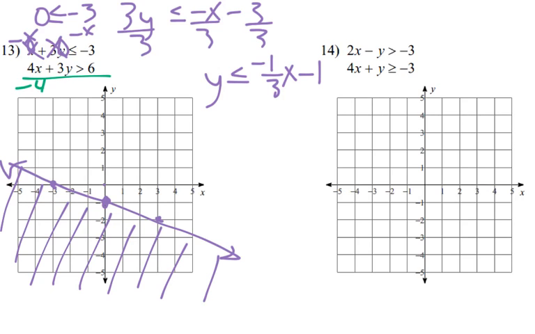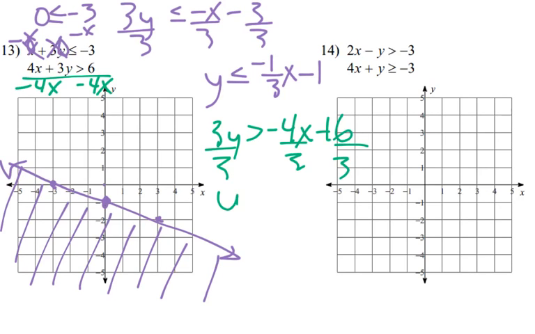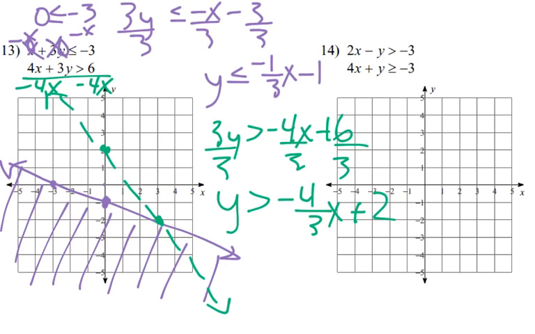Second one, we'd subtract 4x, giving us 3y is greater than negative 4x plus 6. Divide by 3. We get y is greater than negative 4 thirds x plus 2. Up to positive 2, down 4, to the right 3. It is dotted because it does not have an equal to. Pick the test point 0, 0.